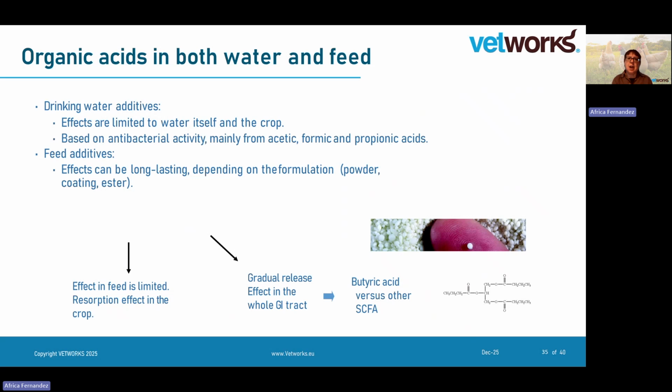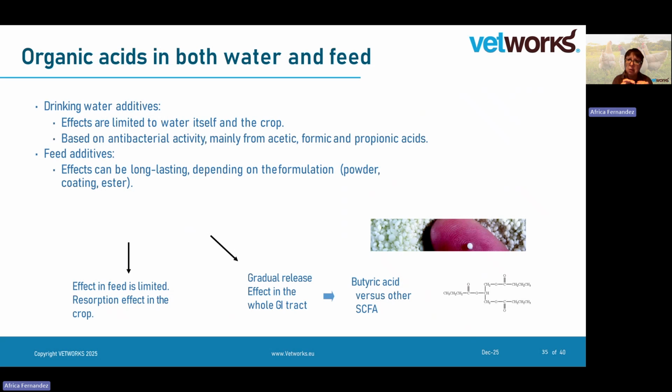Okay, a little bit about organic acids in water and feed, because this is part of biosecurity and cleaning and disinfection of inputs into the farm. Additives could be very effective in drinking water to kill or minimize the multiplication of bacteria, and among these antibacterial acids, we could have acetic, formic, propionic acid.